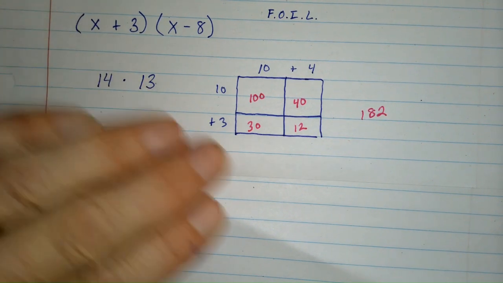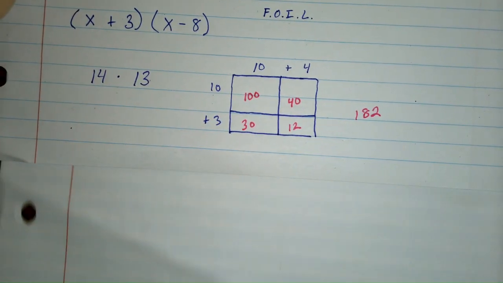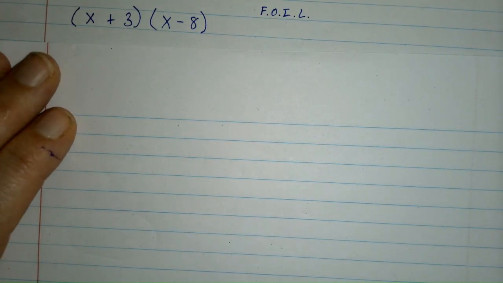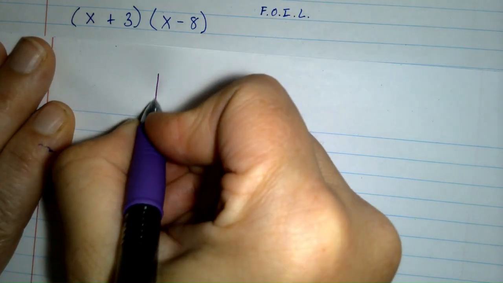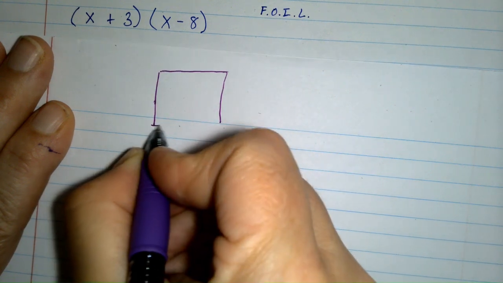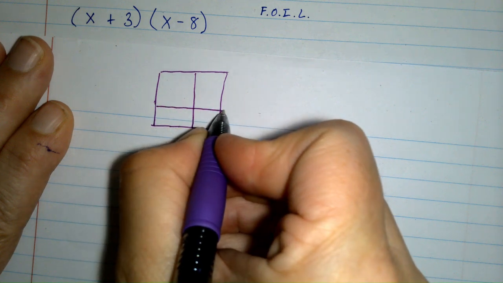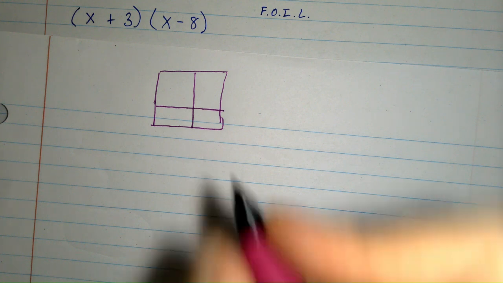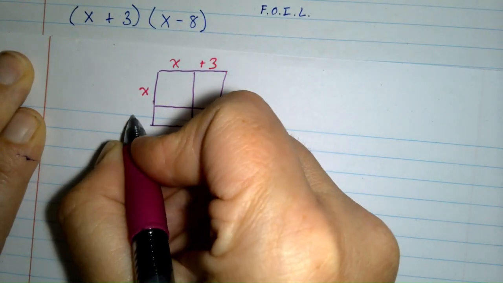So how can I use this same grid method, the area model, to multiply this x plus 3 times x minus 8? Well, I'm going to draw the same grid. I call it a box. Kind of looks like a Punnett square sometimes if you think about it. And actually that idea is what we're using, the Punnett square. So the dimensions of our quote-unquote room are x plus 3 times x minus 8.